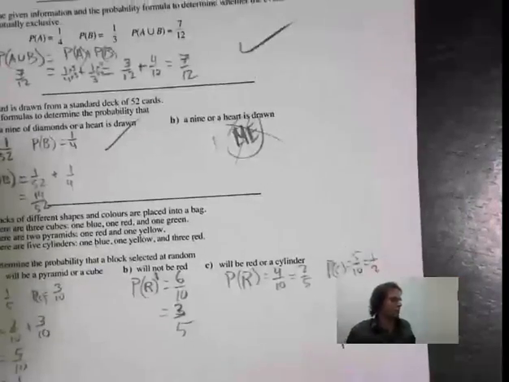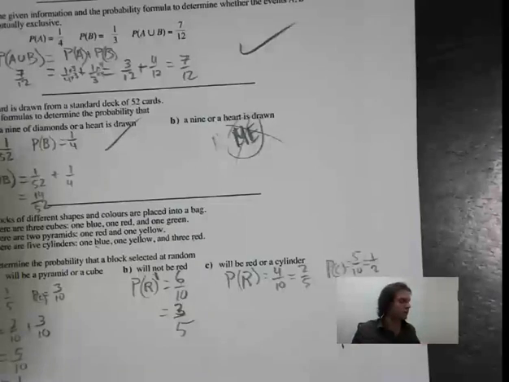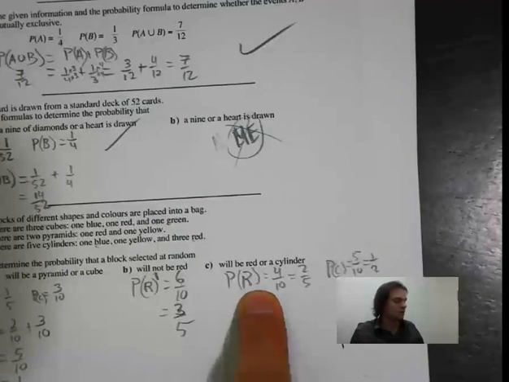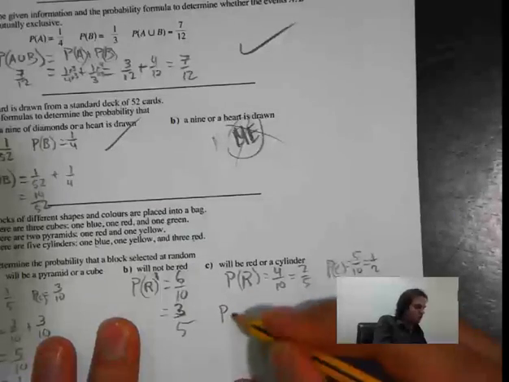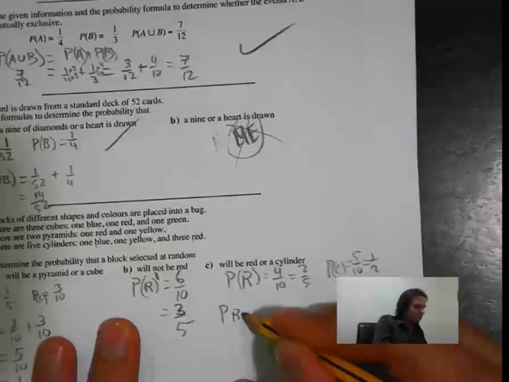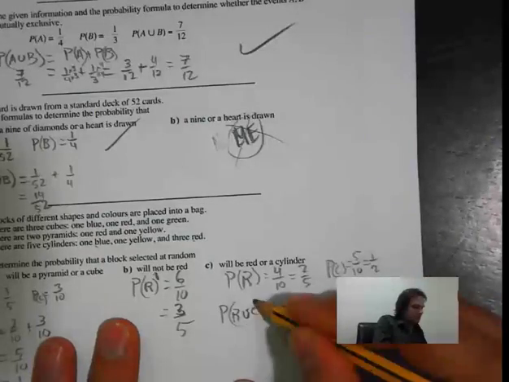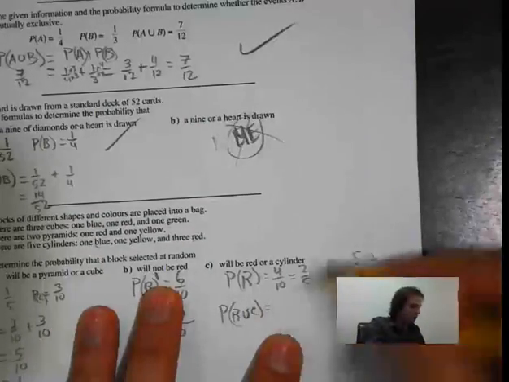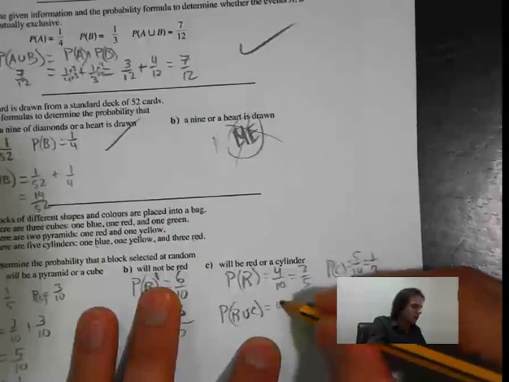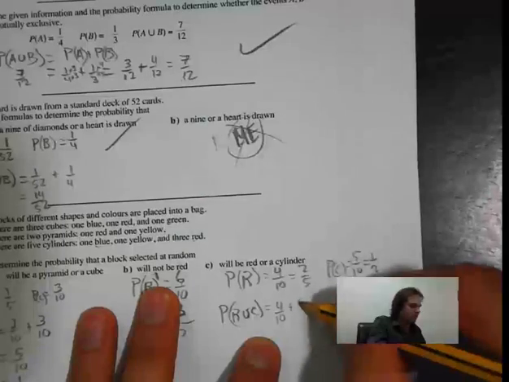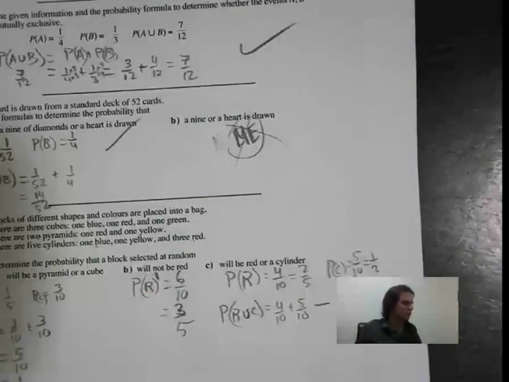Now, for this one here, there is an overlap, isn't there? These are not mutually exclusive. We have some red that are cylinders. Okay, so for this one, P, R or C is equal to, well, we have to add these together. I'm going to keep it out of 10, so it's common denominators. 4 out of 10 plus 5 out of 10. Then we have to subtract the overlap.